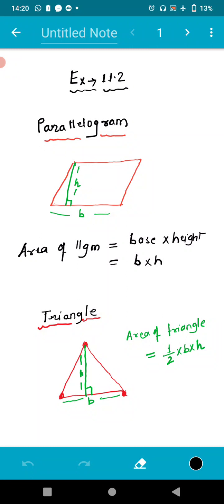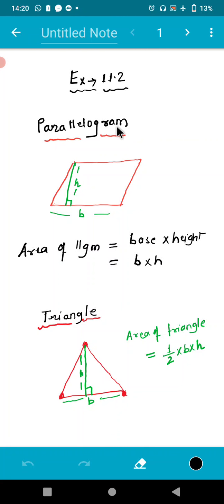Hello students, this is Pallav sir, and today we'll do sum number 1, 2 and 3 of exercise 11.2, chapter 11, perimeter and area. As you see on the screen, in this exercise we will deal with two figures, that is parallelogram and triangle. So you need to know the formula of parallelogram and area as well.